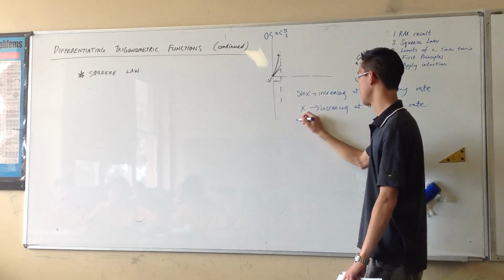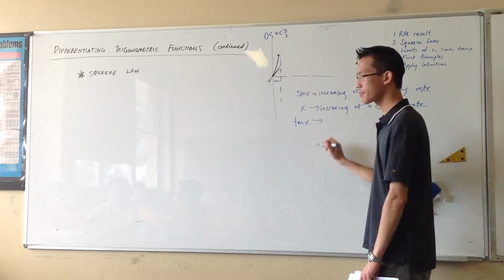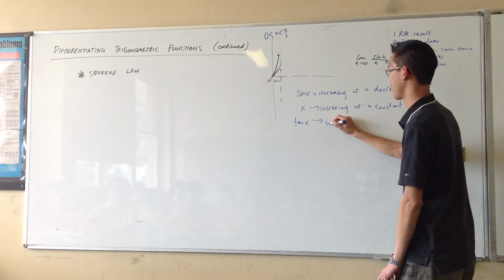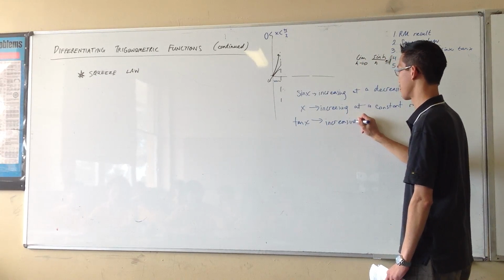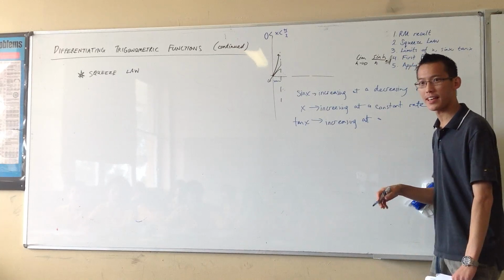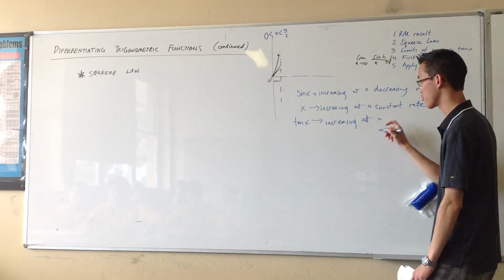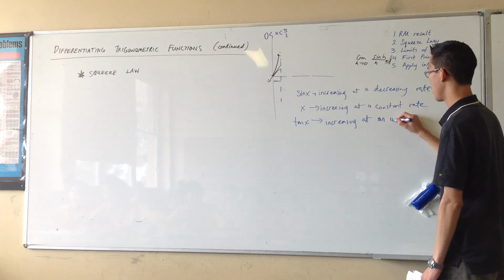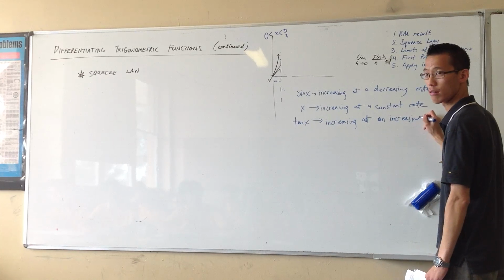Now, lastly, tan x. Also increasing, and you can probably fill in the gaps here. It's increasing at an increasing rate because it's approaching an asymptote.